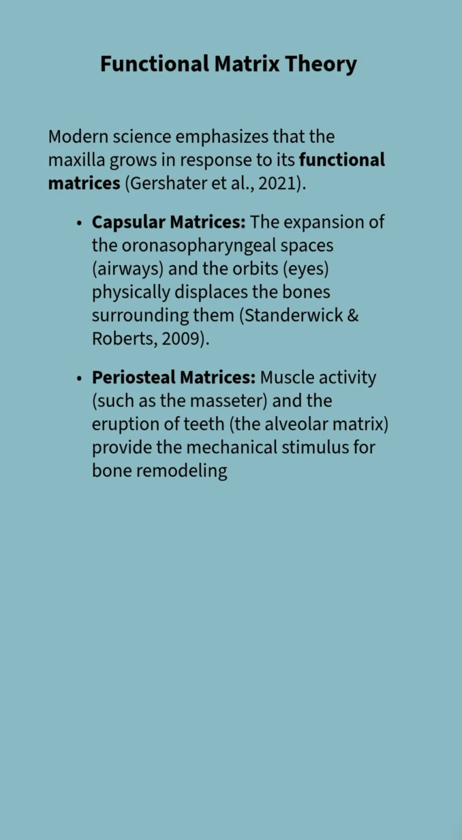And modern science emphasizes that the maxilla grows in response to its functional matrices. So capsular matrices, the expansion of the oropharyngeal space and the orbit, physically displace the bone surrounding them, and periosteal matrices, muscle activity such as the masseter and the eruption of the teeth, provide the mechanical stimulus for bone remodeling.